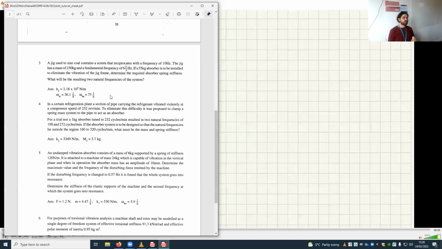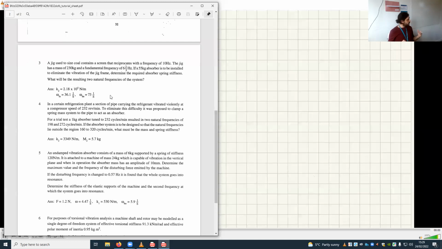The jig has a mass of 230 kilograms and has a fundamental frequency, this is the natural frequency of the system, of 6.66 Hertz. Now we want to install a 55 kilogram absorber to eliminate the vibration of the jig frame because it has a screen and this screen is vibrating. Now, what is the required absorber spring stiffness? Ideally, we found a bunch of scrap metal, 55 kilograms heavy, in the warehouse. Can we use it with an appropriate spring to create an absorber for this machine? Yes, just select an appropriate spring.